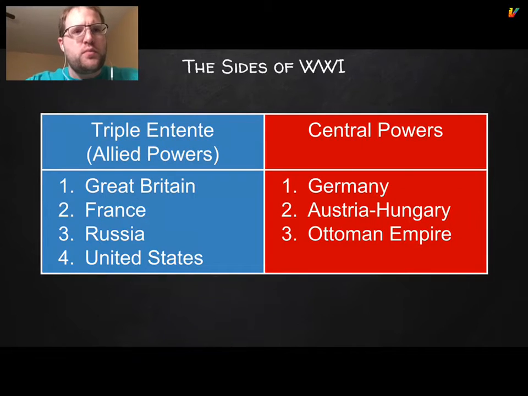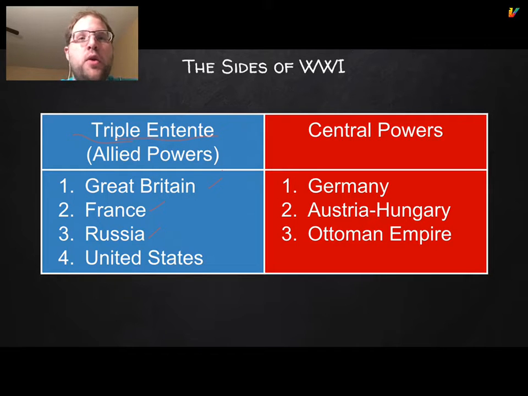All right, so now we're into the sides of the war, and this is going to be really important. So we need to know that there's two sides in World War One. On the one side we've got the Triple Entente, which stands for the Triple Alliance. Entente, it's French, and that would have been Great Britain, France, and Russia.